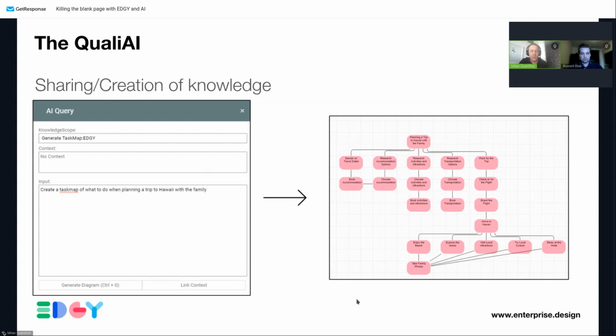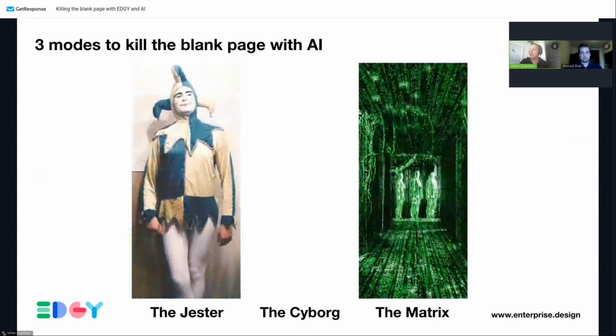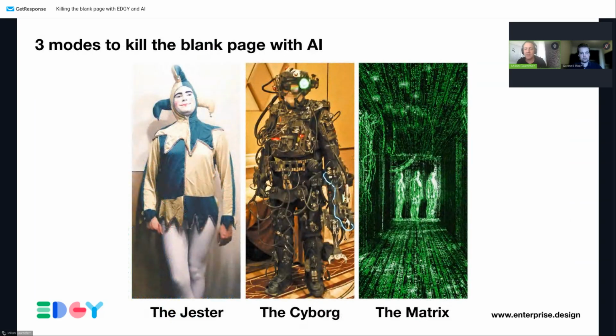So we tweaked it, and we worked on the integration, and we worked on the prompts, and what I show you now is basically the next implementation, and what we think are the modes in which you can use AI in combination with a tool like QualiWare, a repository-based modeling tool, to kill the blank page. And so we will talk about three modes.